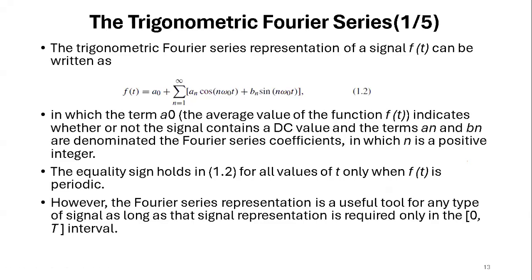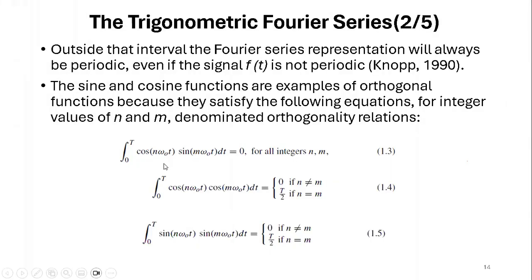In the previous slide, there were a and b coefficients. Now in these slides, they take n and m. The integral over one period of cos n omega t sin m omega t dt is equal to 0 for all integers n and m. This is equation 1.3. Next, the integral is equal to 0 if n is not equal to m, and T by 2 if n is equal to m. This is the condition.